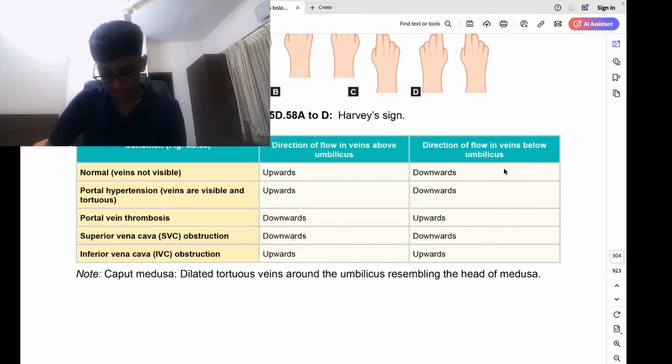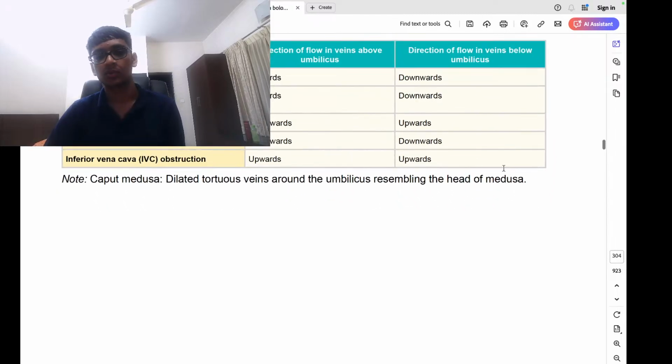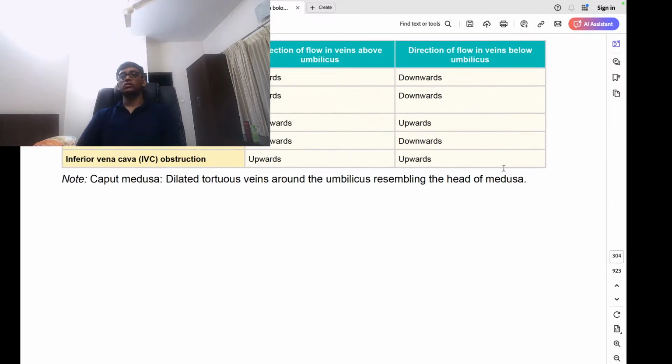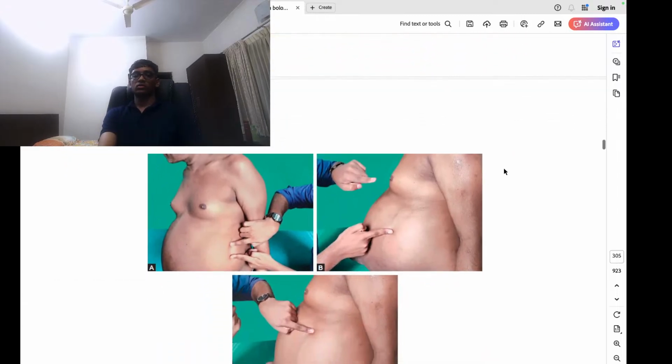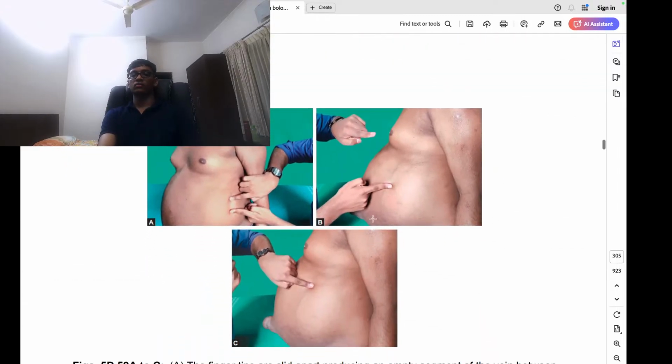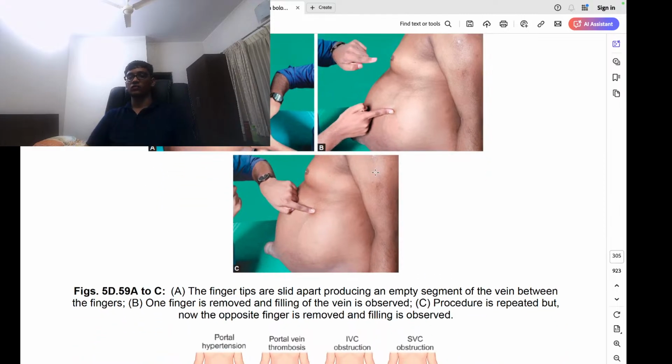Because the inferior vena cava is obstructed, all the tortuous veins will be activated and the flow will go from below upwards. Then caput medusae: dilated tortuous veins along the umbilicus, resembling the head of Medusa.